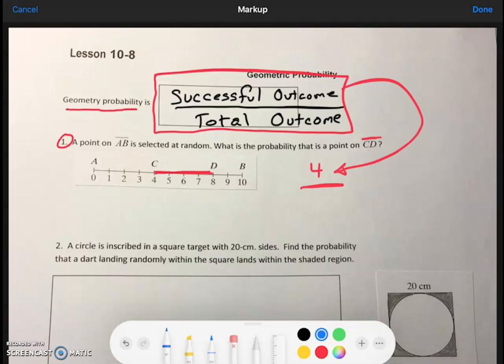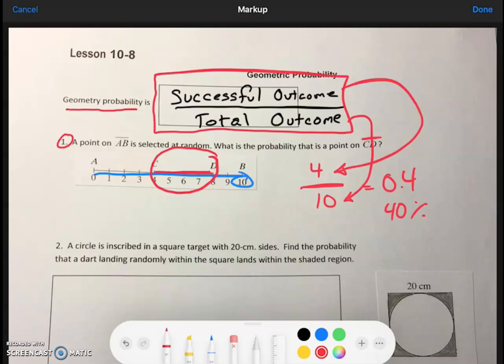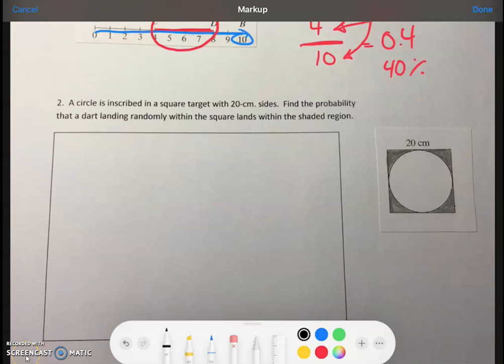Well, how far is it to go all the way across? Well, you can count, or you can obviously see the number 10 here. And this would be 4 out of 10, or 0.4, or a 40% chance that you will pick a number within this section here, C to D, if you just pick a number randomly. Okay, success over the total. Okay, let's go down to number 2 here.